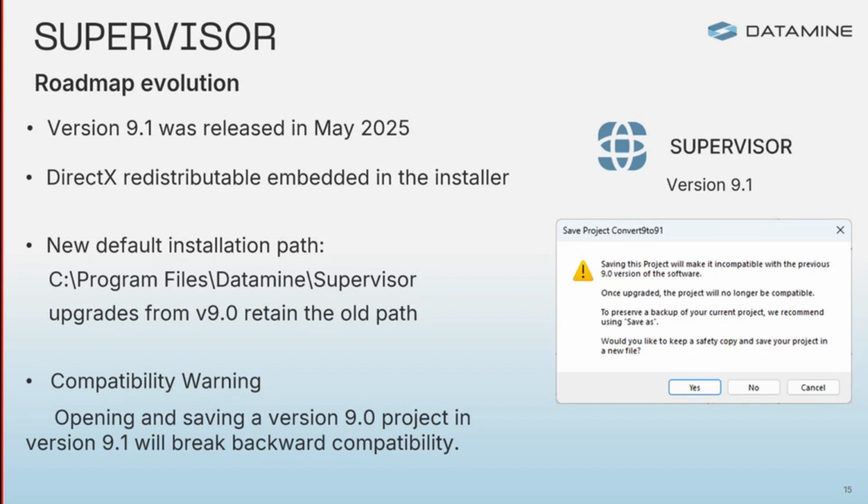Something that you need to be really careful about when using version 9.1 is that there is no backward compatibility. So the suggestion, as mentioned on the slide, is that you can open your version 9 project, but save the version 9.1 project with a different name. So you can retain your old project and the new project just in case.